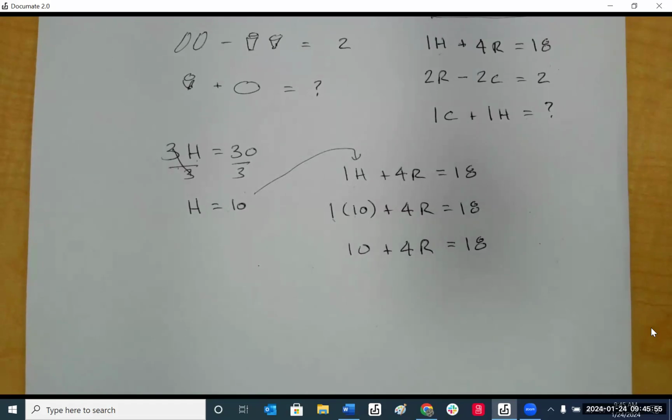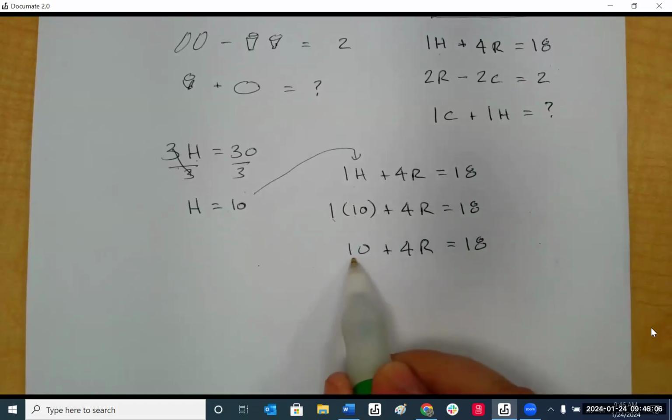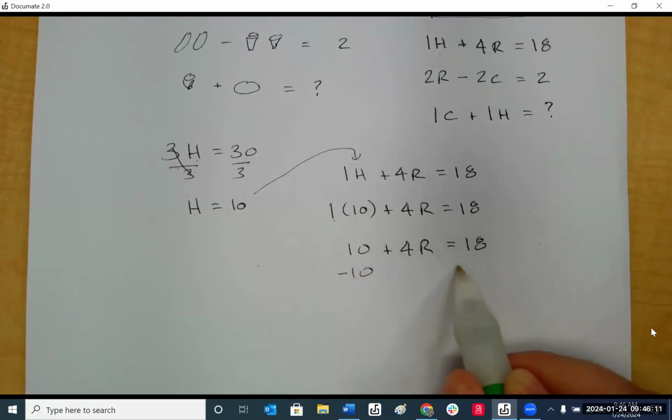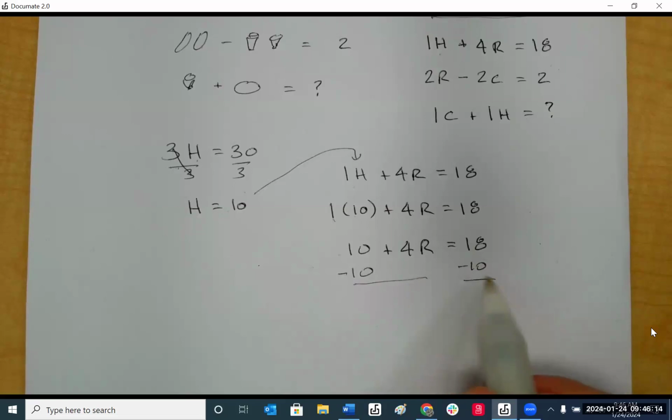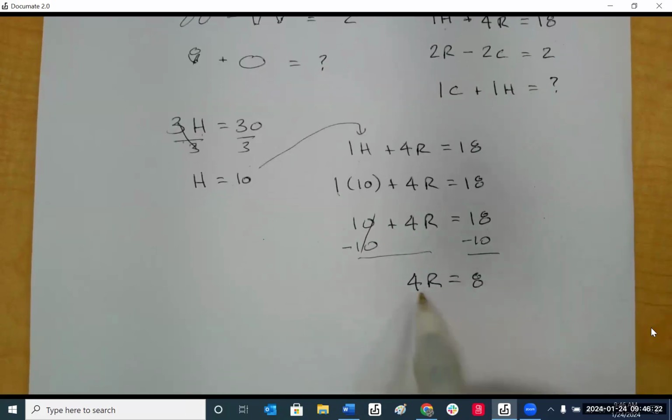When you solve equations, it's the opposite of the order of operations. Get rid of the least important stuff first. What's the least important? Yeah, the 10. How do we get rid of it? Subtract, because this is a positive, so we subtract 10 from both sides. 18 minus 10 is 8. Get the R by itself. It's 4 times R, so we divide both sides by 4. So each R is worth 2.